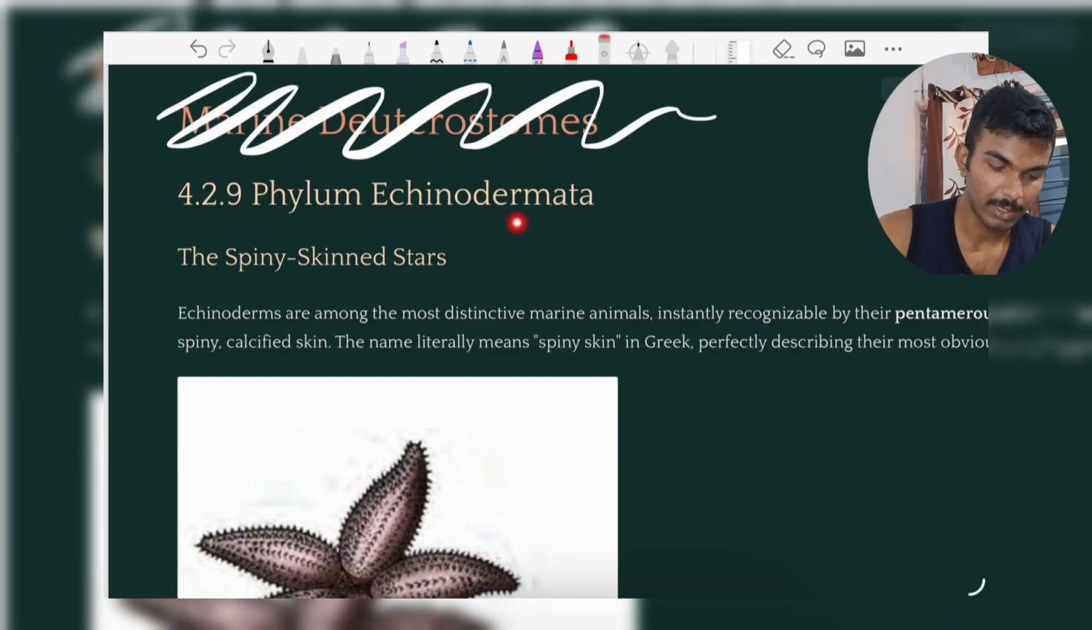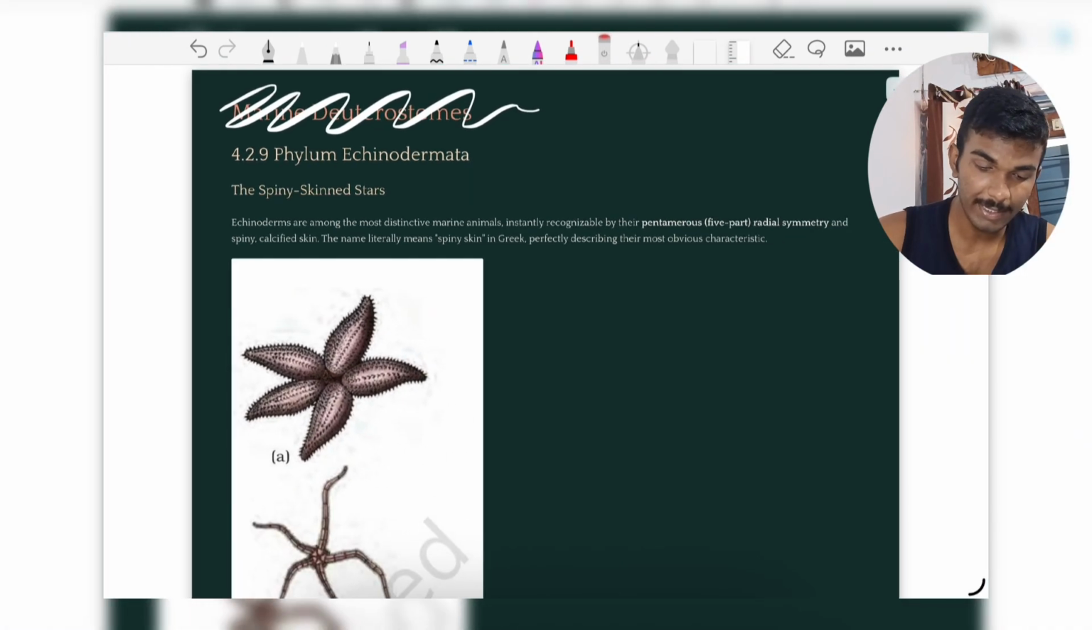Phylum Echinodermata, the spiny-skinned stars. Echinoderms are among the most distinctive marine animals, instantly recognizable by their pentamerous five-part radial symmetry and spiny calcified skin. The name literally means spiny skin in Greek, perfectly describing their most obvious characteristic.